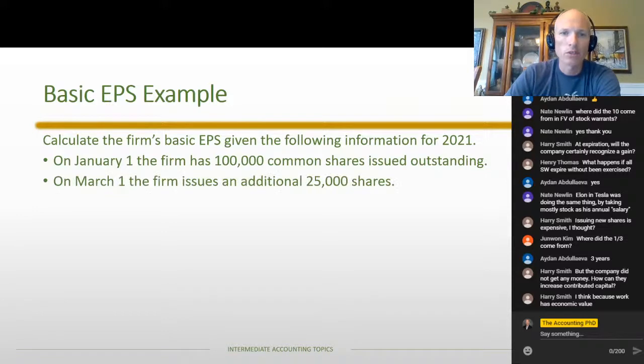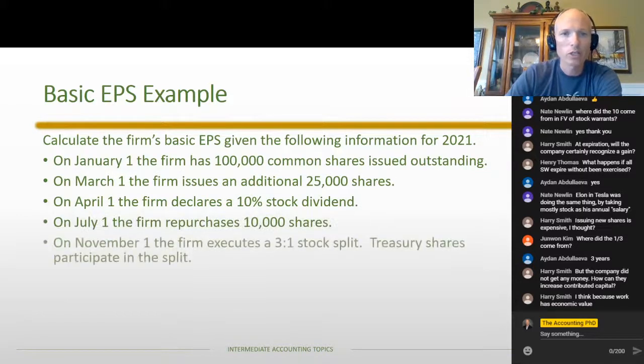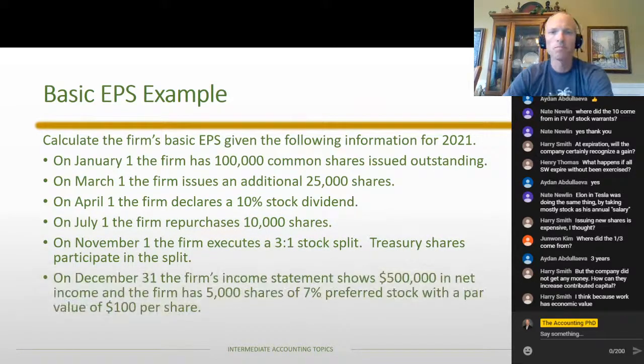Then some stuff happens. So we issue additional shares. There's a 10% stock dividend. There's a repurchase. There's a split. All kinds of things going on. So basically this calculation is everything that can happen happens. On a test, you're not going to have this much going on. But just so we can see everything illustrated, we're going to walk through this basic earnings per share calculation, and this is about as complex as it can get.